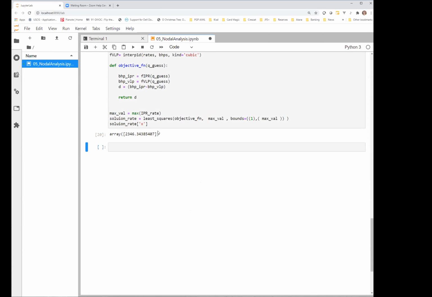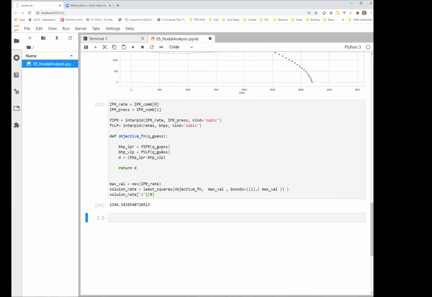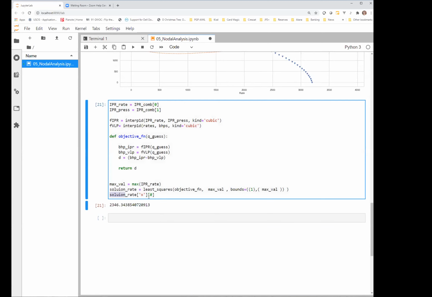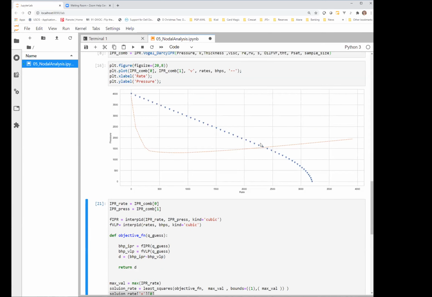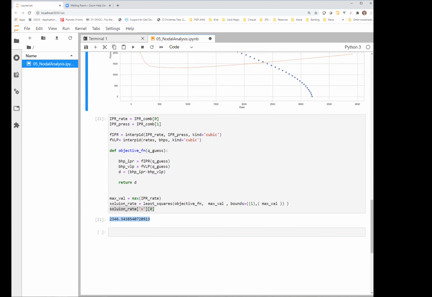And you see the solution because it's within an array. So I want the 0 position. So we can also extract the 0 position for the first position. There we go. So my solution rate is 2346, which is pretty much in line with what we observe here graphically. Nice, huh?